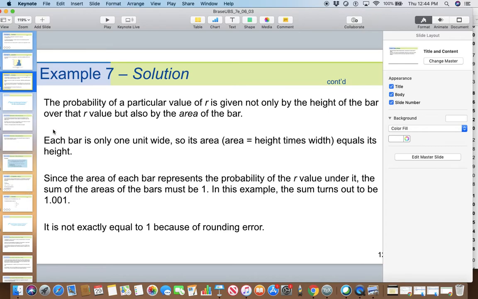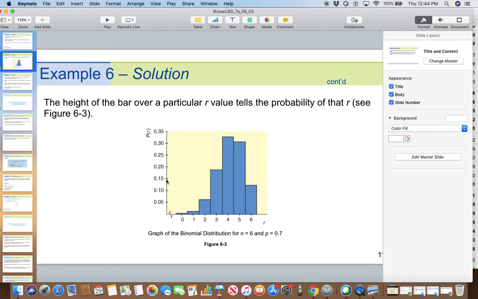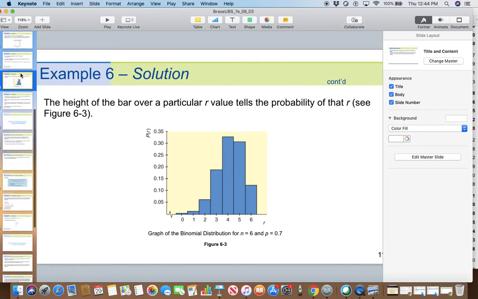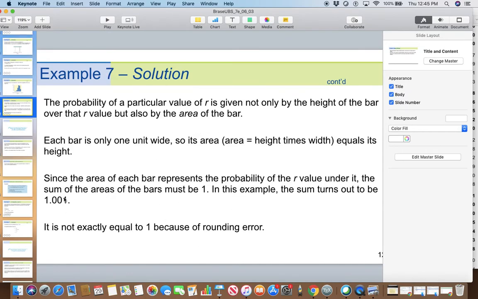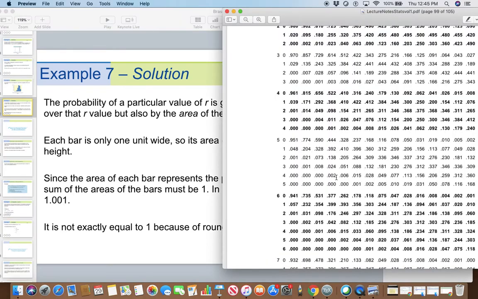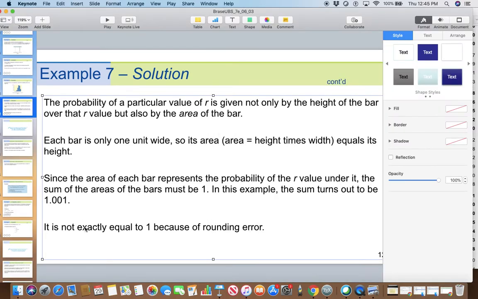If you add up these numbers right now, these areas, which are nothing but these numbers, you should get 1. But if you add them up, you actually get 1 point a little more, and that is because of the approximation that is used in our table. Our table uses approximate values, so this is a rounding error.